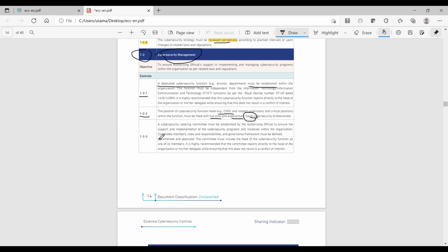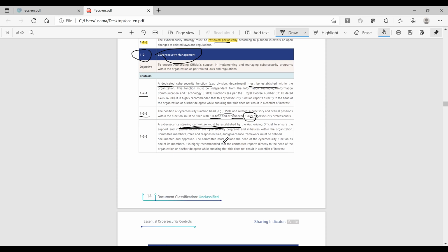The third control is that a steering committee must be established. What is the steering committee? The steering committee is usually the same as the committee which we explained when we explained change management. It will be a committee, and there will be a person from each division or department who will be a part of it, and of course it will be under the management of maybe the CISO or maybe the VP or whatever, based on the structure of the organization.